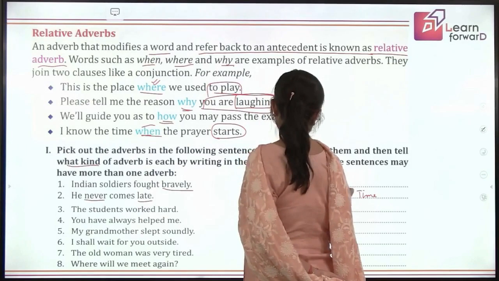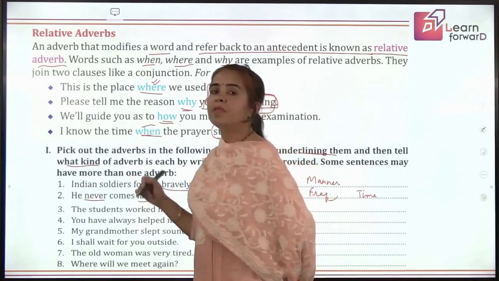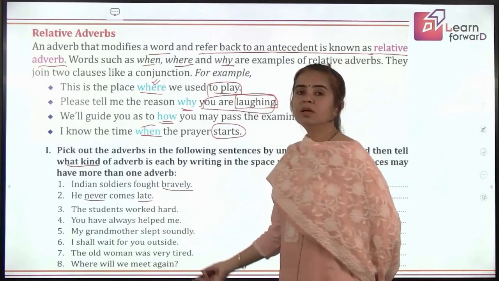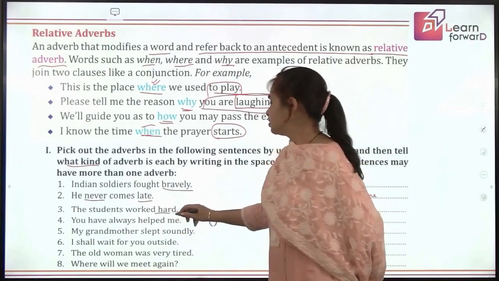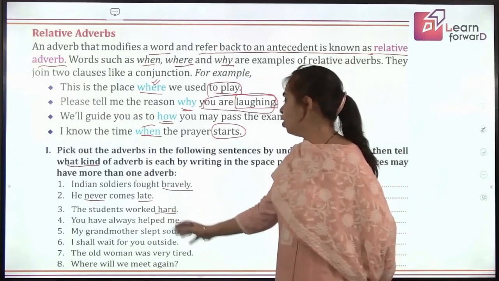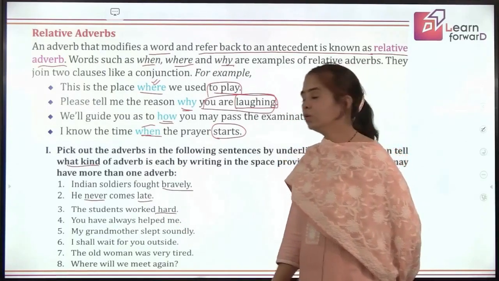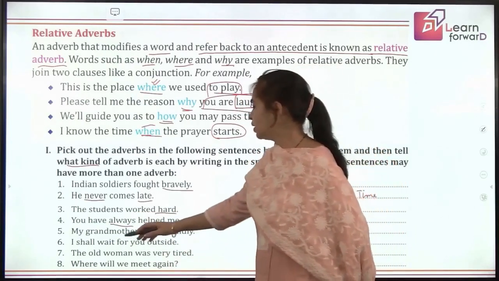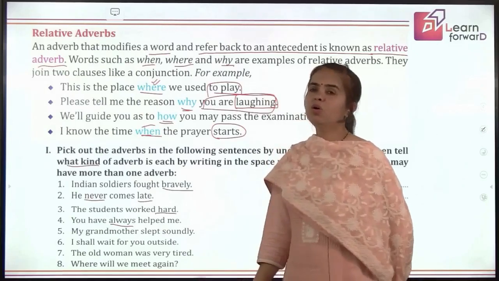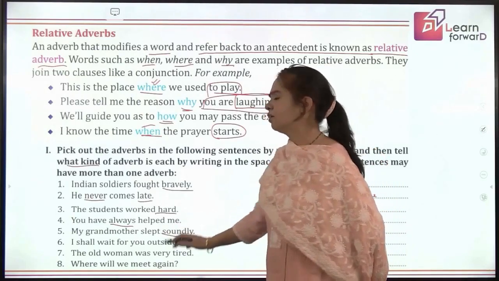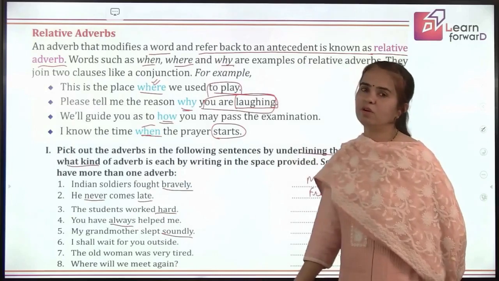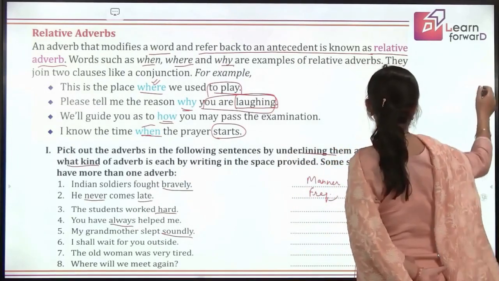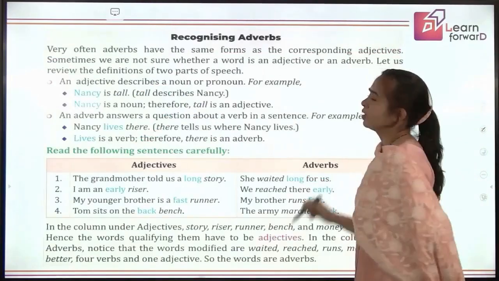For the first underlined word I have written the kind first, and for the second underlined adverb I have written the kind later. The students worked hard. Yes, good. That is hard. It shows manner. You have always helped me. Good. That is always. That is frequency. My grandmother slept soundly. Oh, you are giving perfect answers. I'm sure the rest also you can do. So soundly is the adverb of manner. You have understood this well. Very nice. So do the remaining three sentences yourselves. It's for you to practice.